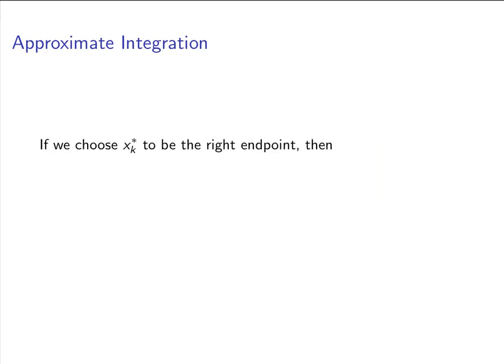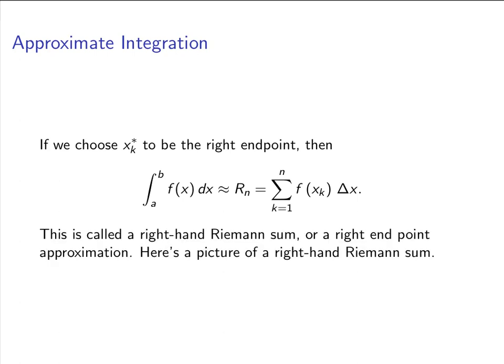On the other hand, we could choose xk star to be the right endpoint. In that case, we would say that the integral from a to b of f of x dx is approximately equal to R sub n, and now it's the sum where k goes from 1 to n of f of xk times delta x. Similar to the left-hand Riemann sum, this one is called a right-hand Riemann sum, or you could call it a right endpoint approximation.